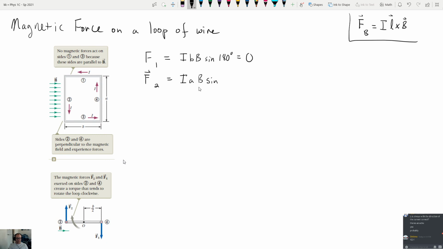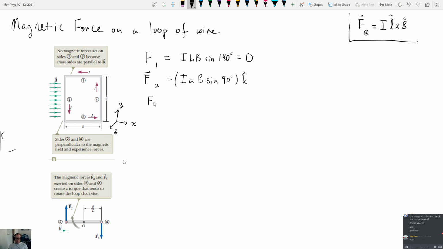The sine of the angle between I and B, what's the angle now? 90. Okay, so this is 90 degrees. And what's the direction for this one going to be? So let's define a coordinate system. Let's call this direction the x direction. Let's call the up direction the y direction. And then let's call the direction that's coming out of the board at you to be z. So what would the direction of F2 be? Positive z. Okay, so we'll just call that k hat. So you do I, which is down. Curl your fingers, and your thumb should be pointing straight at your face for the force.